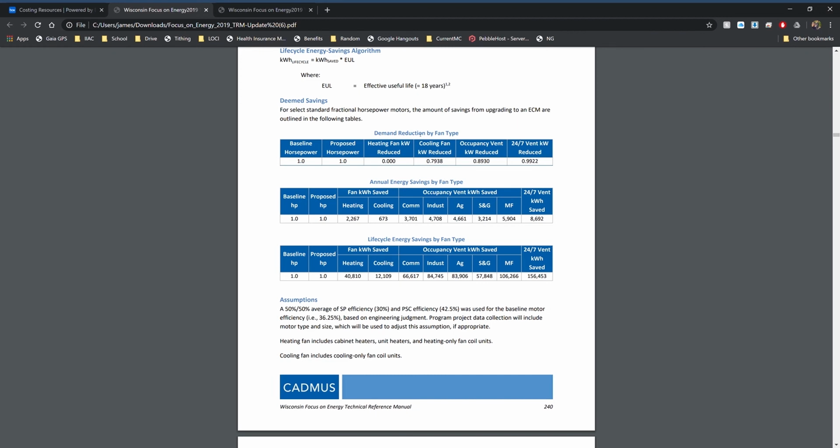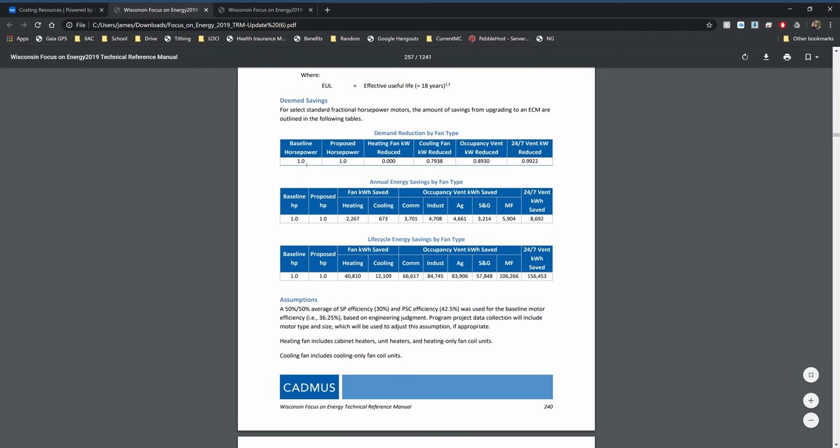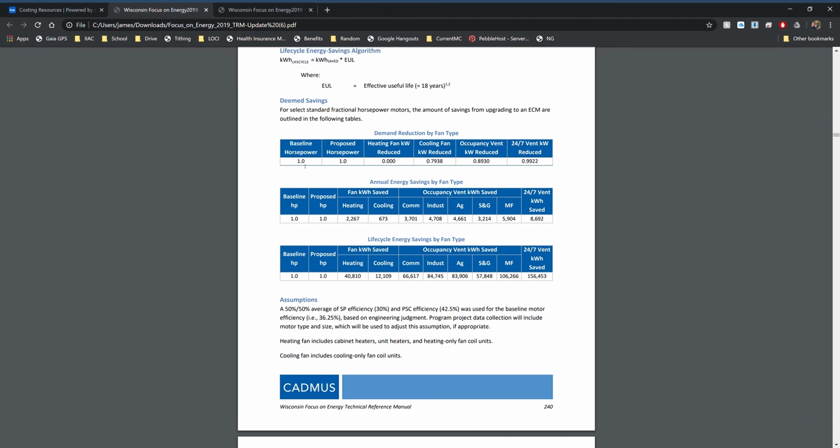So this is demand reduction by fan type, our baseline horsepower and our proposed horsepower. These are going to be the same in this case because all we're changing from PSC to ECM motors is the efficiency. So they're both going to be 1 horsepower. On a different AR, that might be different. But there's no reduction in horsepower here. However, there is an increase in efficiency, so we will see some demand reduction.